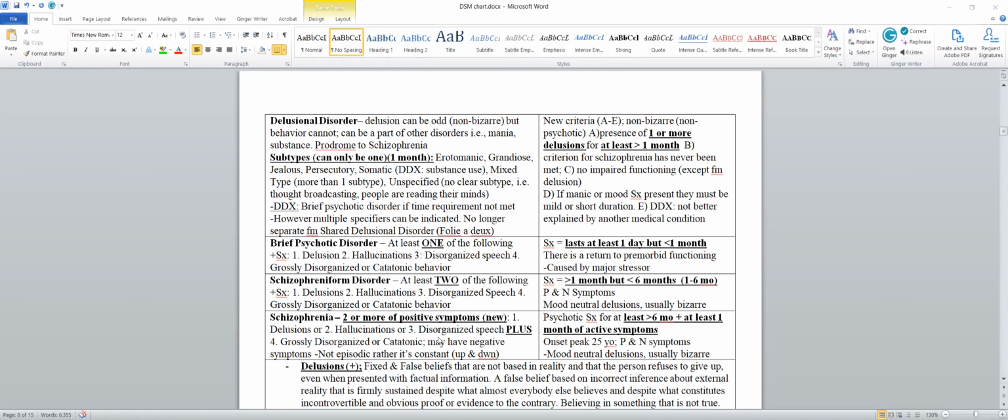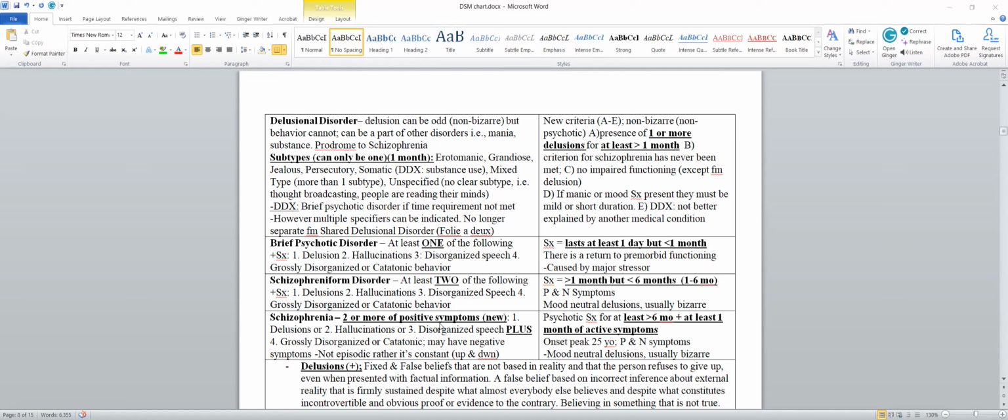Schizophrenia requires 2 or more of the positive symptoms, which are delusions, hallucinations, disorganized speech, plus grossly disorganized or catatonic behavior. May have negative symptoms. These are not episodic, rather it's constant. It can be up and down, but it's not episodic like bipolar.